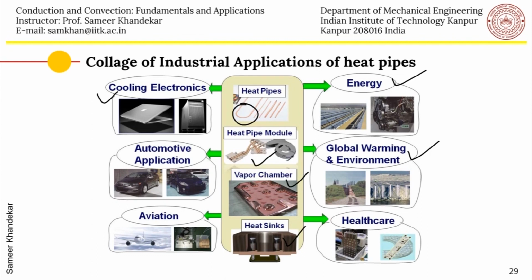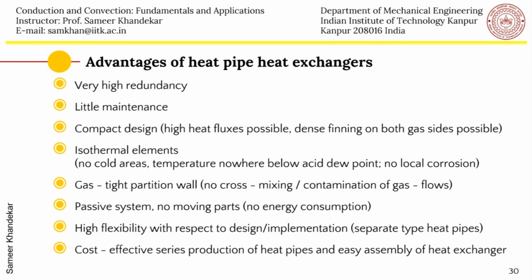So finally, to close the lecture, let us look at the advantages of heat pipe heat exchangers. There is a very high level of redundancy, little maintenance, compact designs. You can have isothermal elements. You can separate the gas portion. There is no cross mixing, for example. They are of course passive with no moving parts, and therefore they are cost effective, and heat pipes can be easily assembled in heat exchanger format, the cylindrical vessels, as you have seen in the examples.